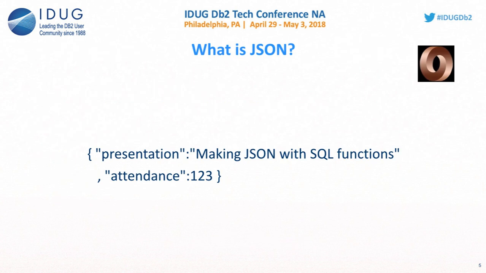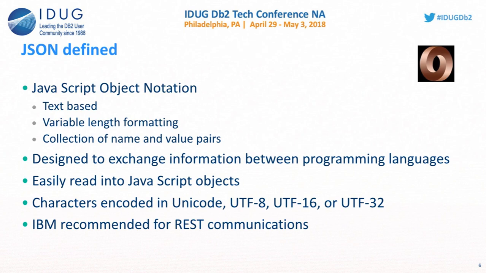So what is JSON? At its very basic level, this is a JSON object. It's just a string of characters, kind of like you would see with XML. But as you can see, it's a lot shorter than XML too. The official acronym is JavaScript Object Notation. It's text-based, uses variable length formatting. So if you've got 6 different 35-byte character fields for an address, you don't have to send all that data down the line.